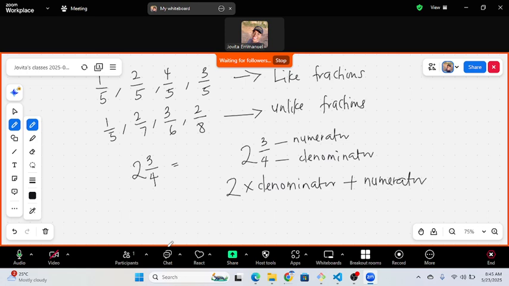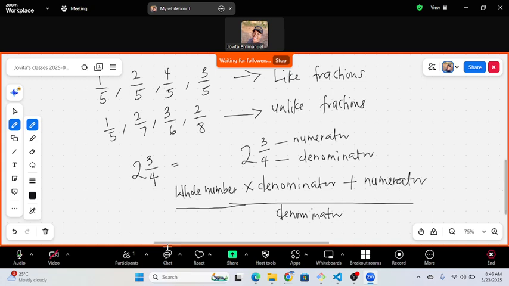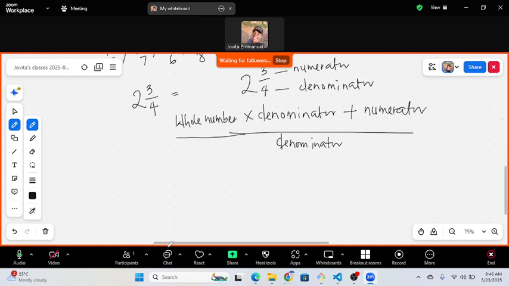Yeah, when you must have done that, then you now put over your denominator. That will produce the answer. Yes, let me show you again. I said 2, that's that large number. Let's call it the whole number. The whole number times the denominator plus the numerator, all over the denominator, will produce the answer for us. Okay, I'll show you how it is done.